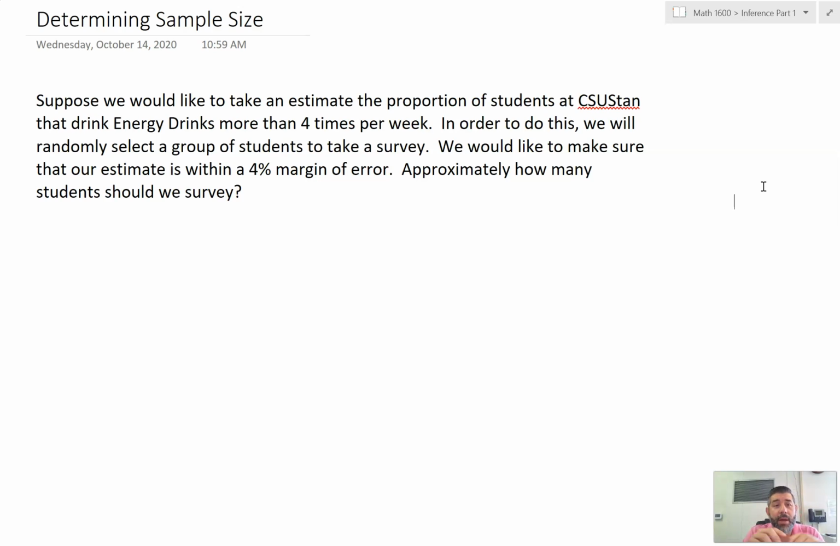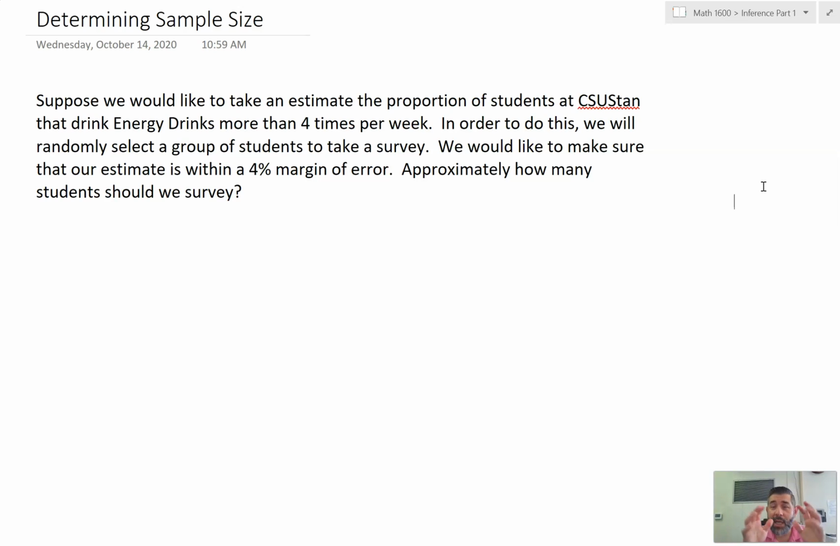So I'd like to make sure that my estimate, whatever that ends up being, and when I talk about an estimate, I'm really talking about a confidence interval, is within a 4% margin of error. So how many students am I going to need to survey so that my confidence interval is within a 4% margin of error? The other specific I need is how large my confidence level is going to be. Am I going to do a 95% confidence interval, a 98% confidence interval, 99%, 90%? I'll determine that towards the end of this problem so I can show you how to calculate this.